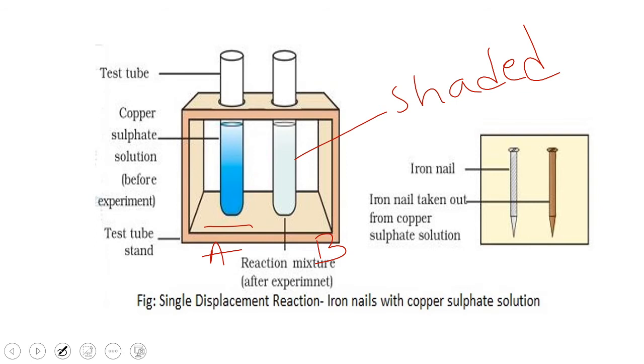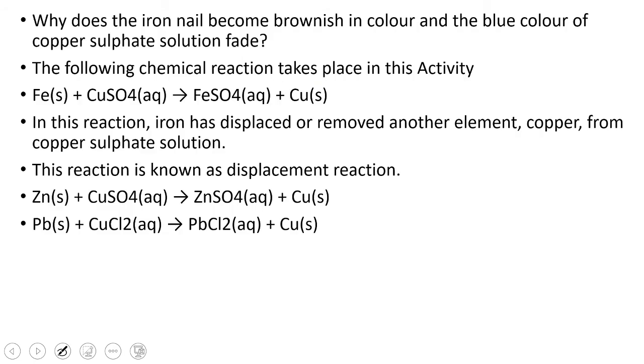So what happens, even the iron nails also, before putting into the test tube, the color is this one, and after keeping in the test tube which contains copper sulfate, the iron nail color also has changed, like it was appearing a little brown in color. So what is the reason for this? Why does the iron nail become brownish in color and the blue color of the copper sulfate solution fade?